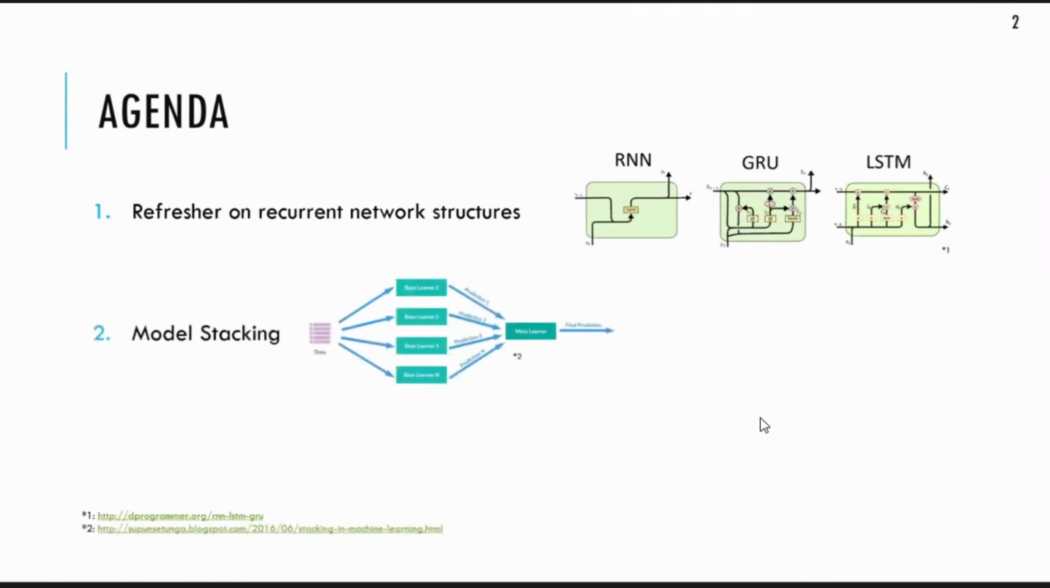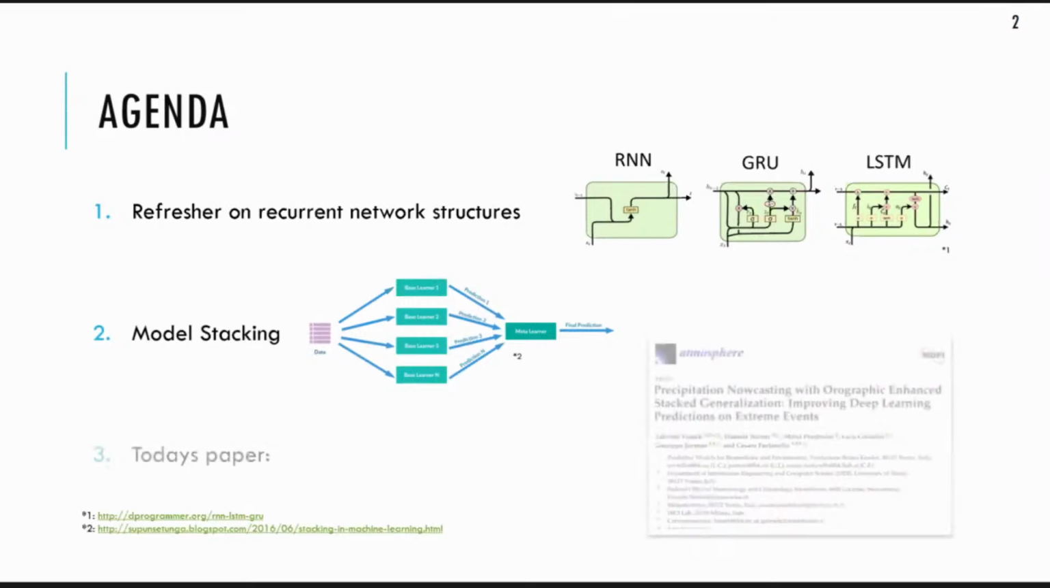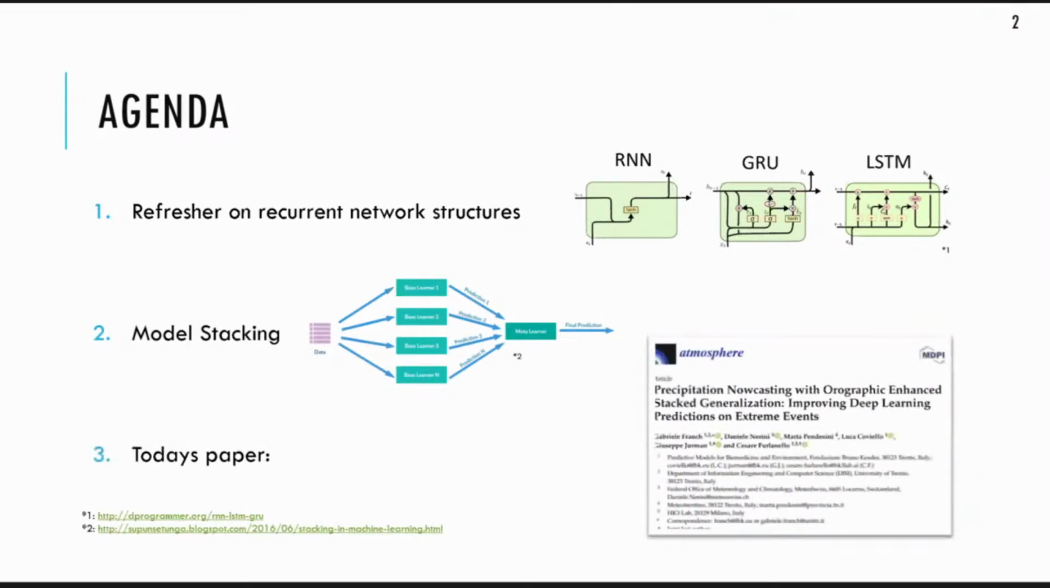Then afterwards, we'll talk a little bit about model stacking, which is something that is super common when being on Kaggle or on any data competition sites, or actually anywhere where machine learning models are used in applications. But we seldom see this in scientific applications, and we'll talk about why that is. And last but not least, we'll talk about the real thing we're here for today, the main paper, Precipitation Nowcasting with Orographic Enhanced Stacked Generalization, Improving Deep Learning Predictions on Extreme Events.